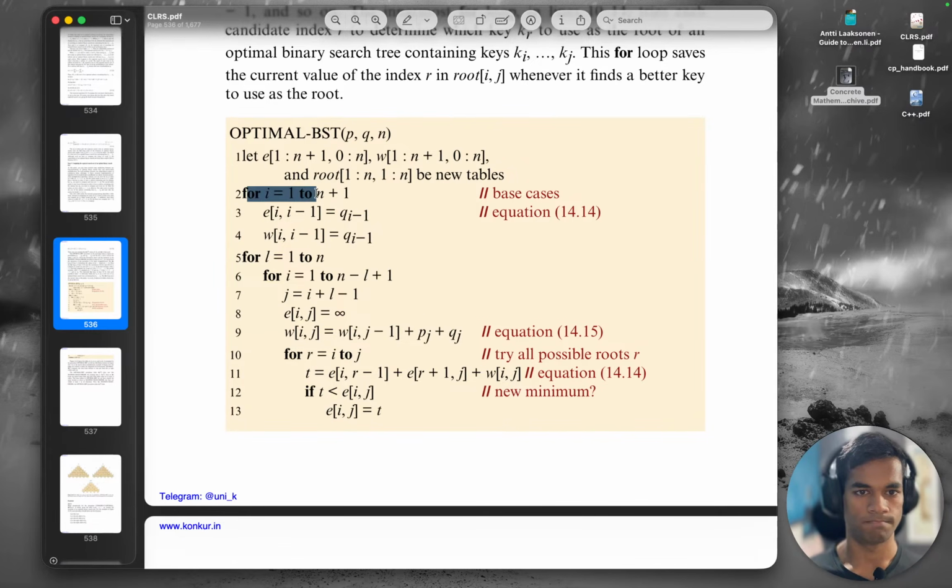Now, we are first of all filling in the base cases. That makes sense.